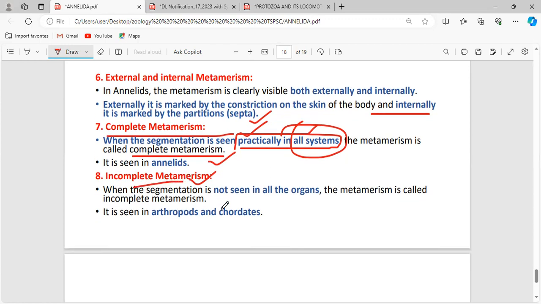And in incomplete metamerism, the segmentation is not seen in all the organs. Then it is said to be an incomplete metamerism. And the perfect examples for this particular type are arthropods and the chordates. Clear?